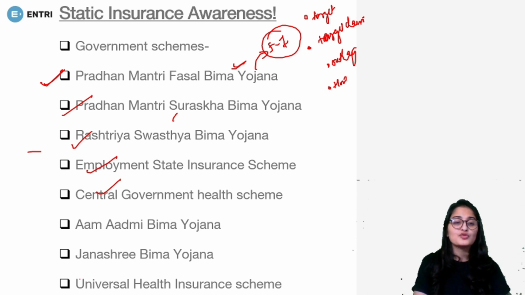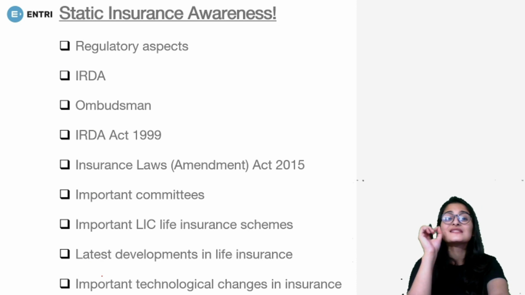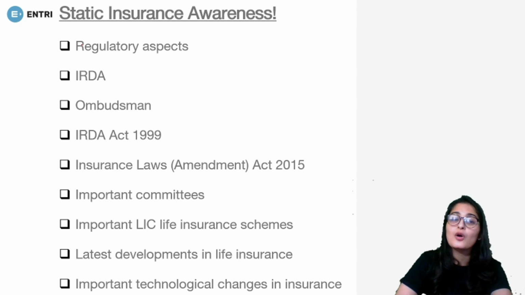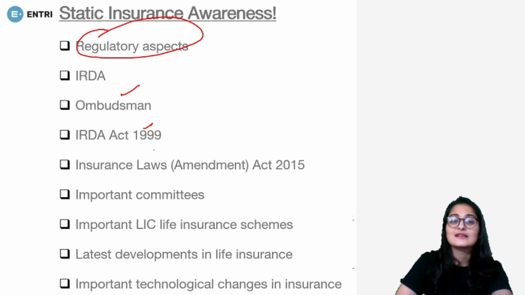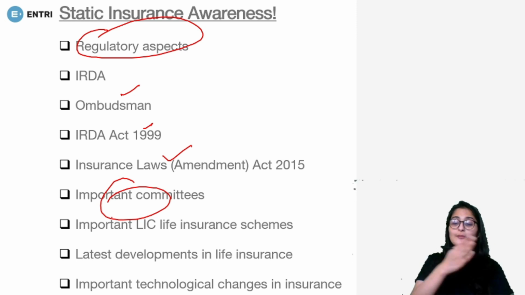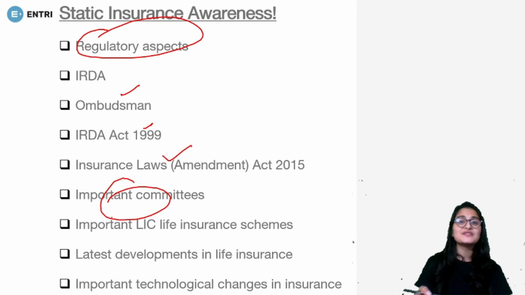Then Aam Aadmi Bima Yojana, Janashri Bima Yojana, the Universal Health Insurance scheme that is there. And in Universal Health Insurance, what state governments are launching is also very important. Then IRDAI, or Insurance Regulatory and Development Authority of India, and all the other regulatory aspects that are there for the insurance sector. Ombudsman Act, IRDAI Act 1999, Insurance Laws 2015, important committees that have been formed for improving the insurance sector of India. What are the important steps that have been taken?